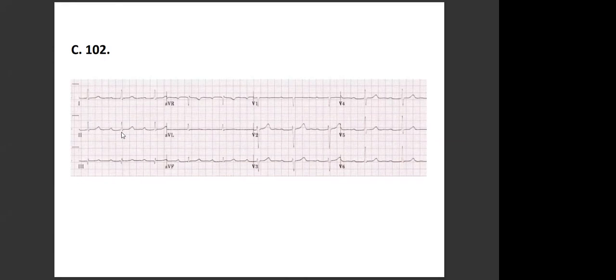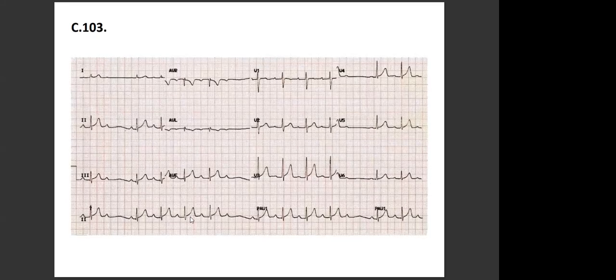Correct. And the QRS is narrow, so there's no intraventricular conduction abnormality. Okay, narrow. So no intraventricular conduction abnormality. That's it. Period. All right. Good. Yes. All right, 103.